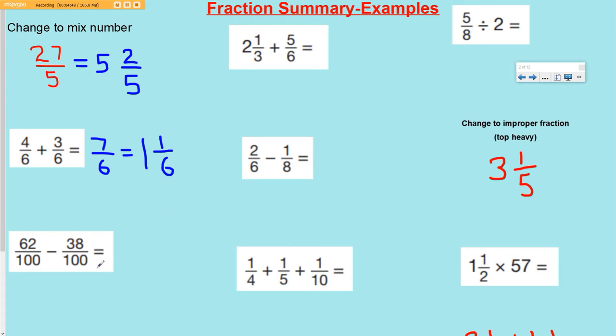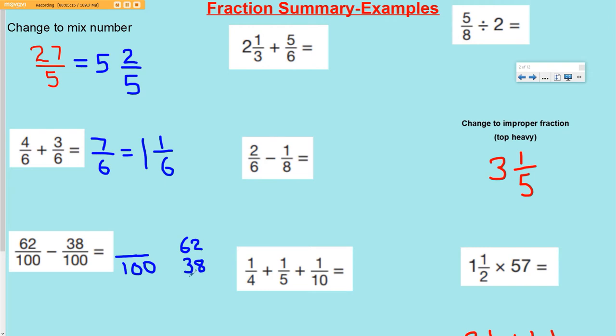Now we're taking away, and the exact same rules apply here. The denominators are the same, so we know that's going to be at the bottom anyway. Then we're just going to take away this from this. Just to avoid making any mistake whatsoever, we could put 62 take away 38.